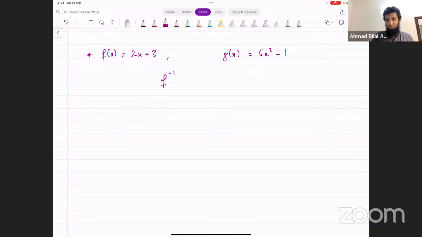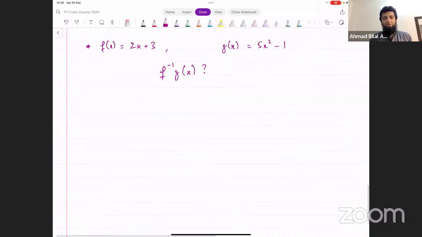This also happens sometimes. So I'll just give you this example first, and then we'll look at another one. Let's say you have f inverse of g of x. You want to find what this composite function would be. F inverse of g of x. Now, you know how to evaluate f of g of x. Now, what about f inverse of g of x? What would you have to do for that?